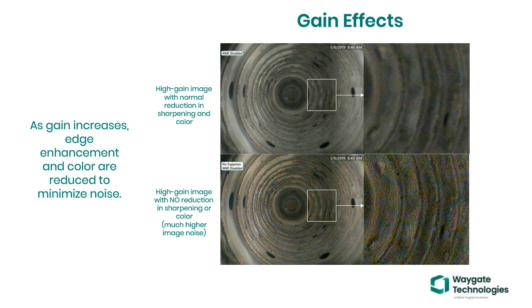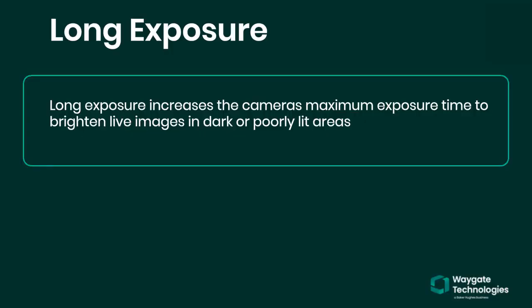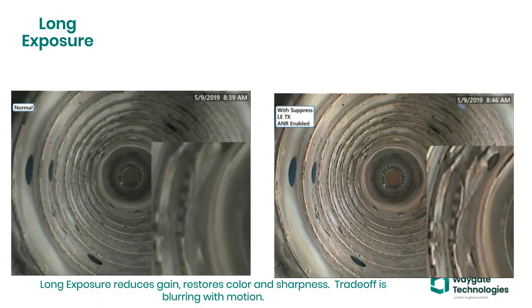Now let's talk about long exposure. By increasing the camera's maximum exposure time, we can brighten up live images in dark places. Let's take a look at an example on the next slide. When using long exposure to brighten an image, we can restore color and sharpness. The trade-off is blurring caused by motion in the scene or from camera movement. This can be an effective way to view dark areas if motion is not an issue. Compare the blown up areas of the images above and note the difference in image clarity.